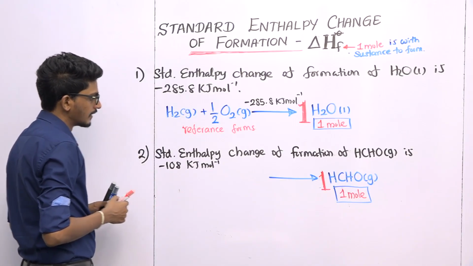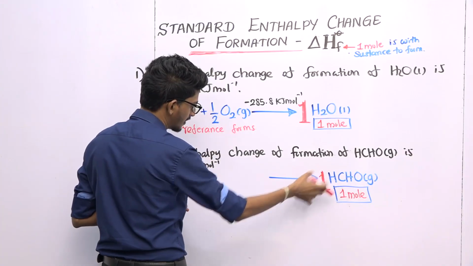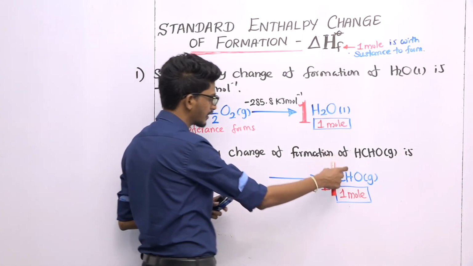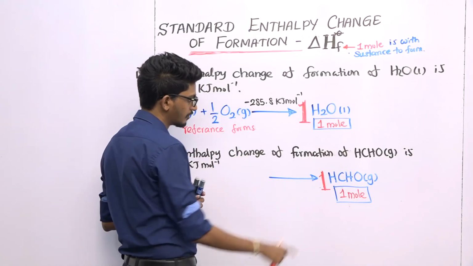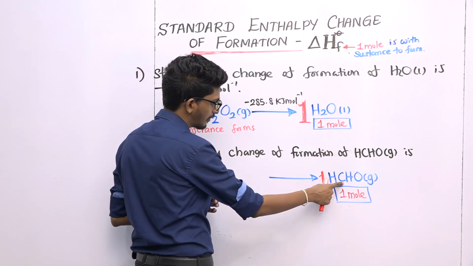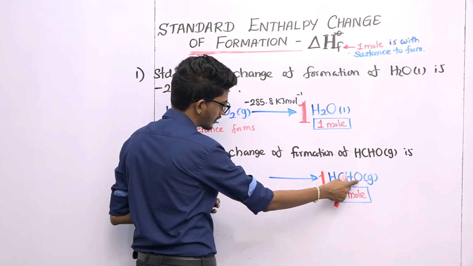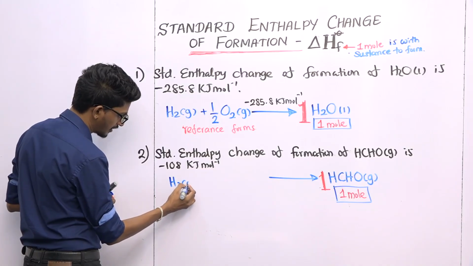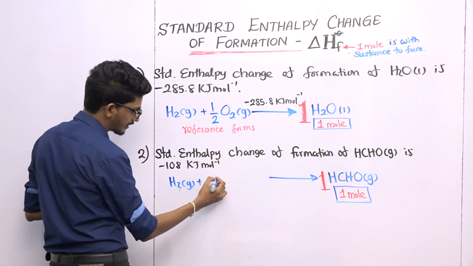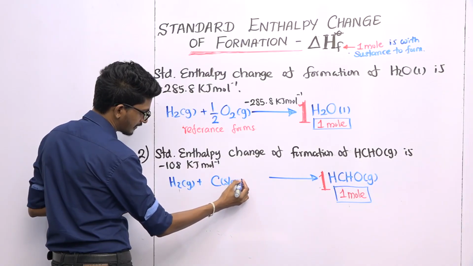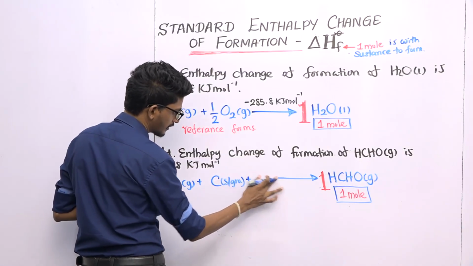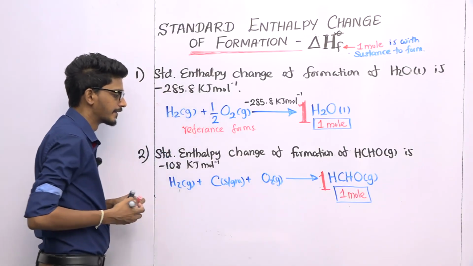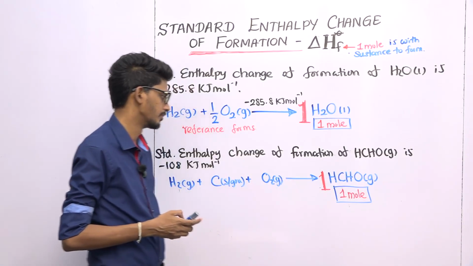Then we have to start forming the HCHO from the reference forms of its constituent elements. So what are the constituent elements of this one? The hydrogen, carbon and oxygen. Their reference forms: hydrogen's reference form is H2 gas, the most abundant form of hydrogen; carbon's reference form is solid graphite; and oxygen's reference form is O2 gas. So you have to form this one starting from the reference forms of the constituent elements, right?